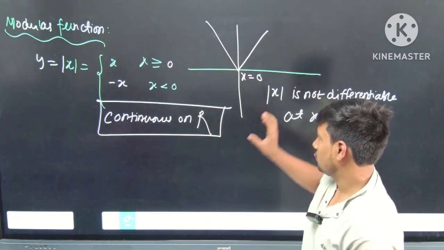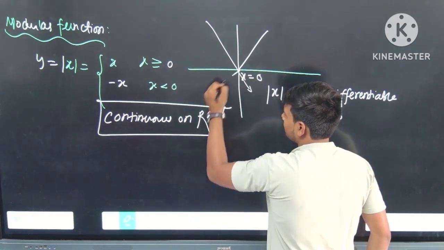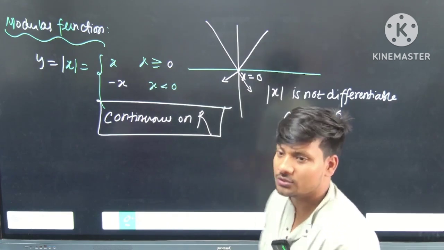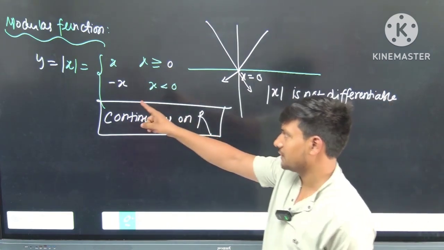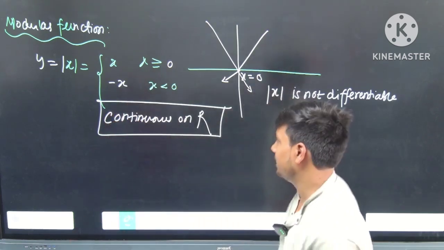Okay, so here we can see the corner. So we have two tangents, this one and this one. So not a unique tangent, that's why the function is not differentiable at x equal to 0. Now we will see the non-differentiability of modulus function at x equal to 0 with the concept of left hand derivative and right hand derivative.